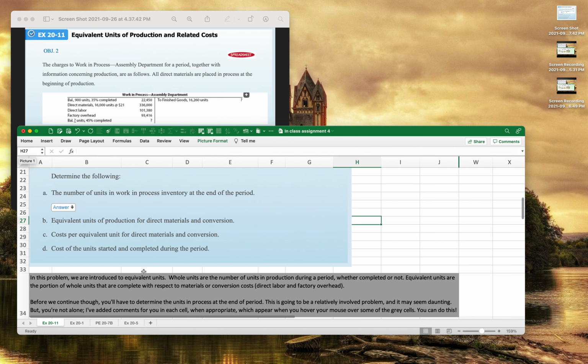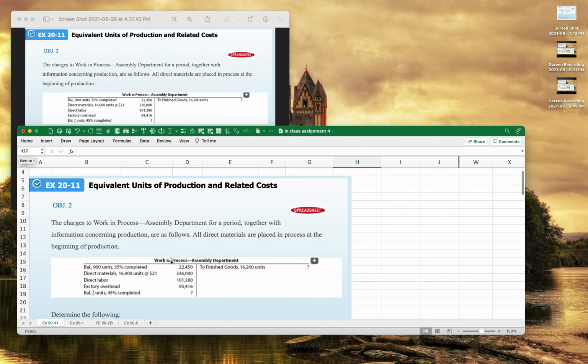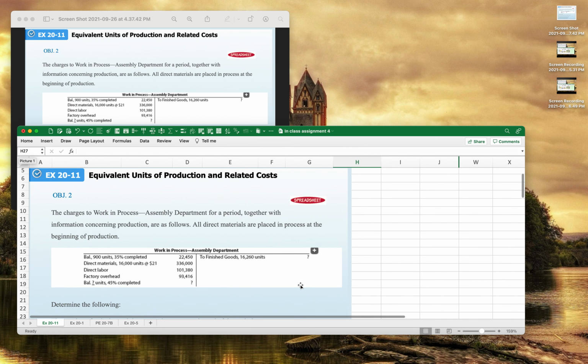So in exercise 20-11, they are talking to us about work in process in the assembly department, just one department for a period. And they've given us a bunch of information as to the direct materials that were there, direct materials that were brought in this period, and then whatever was left over. And then we kind of have to compute that as well. So let's get started with this problem. And I hope that by the end of it, you'll have a clearer idea of what equivalent units are, what whole units are, and so on.